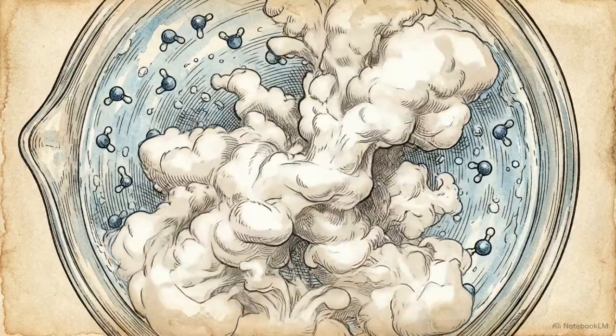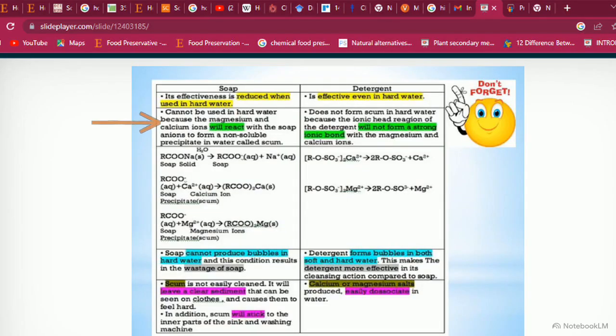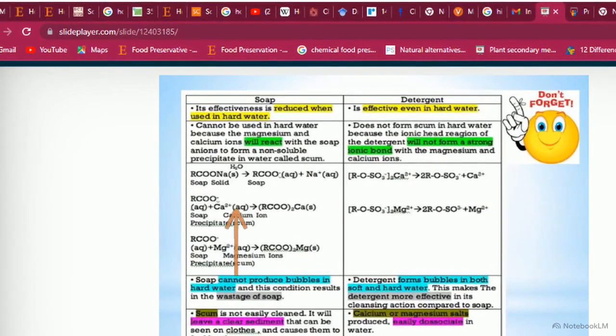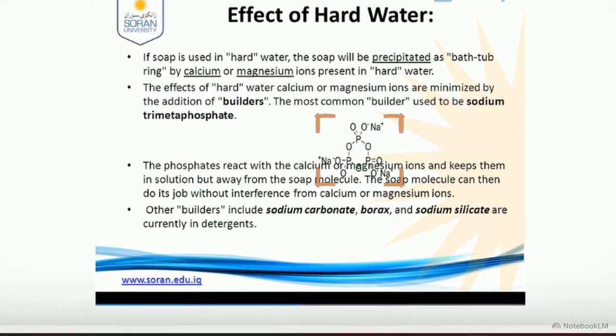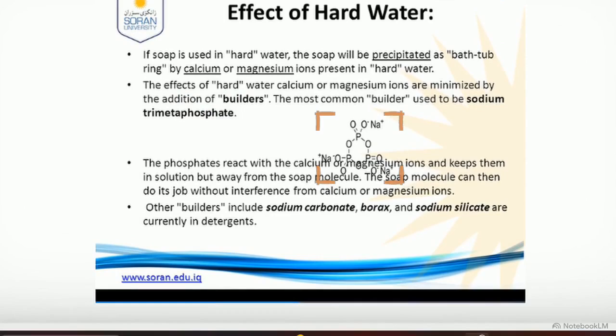Hard water contains high levels of dissolved calcium and magnesium ions. As this equation shows, those ions hijack the soap molecules, binding to their ionic heads and forming a solid, useless precipitate known as soap scum. To prevent this, chemists introduce countermeasures. According to this slide, compounds called builders, like sodium trimetaphosphate, are added to react with the calcium and magnesium, locking them away from the soap molecules.